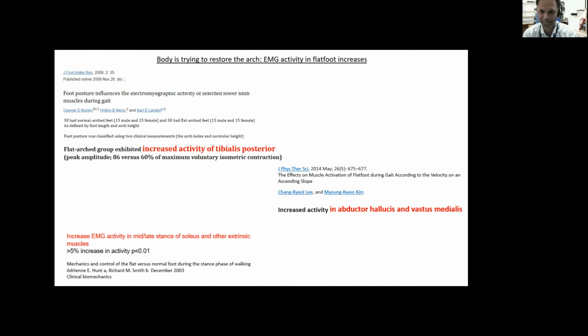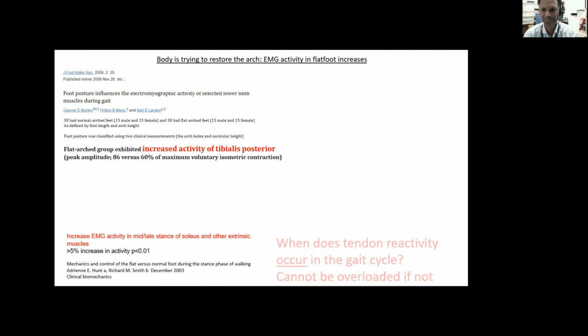And it's not just tib post. Adrian was able to show that there was increased activity in soleus, and in order to compensate for first ray stability, the abductor hallucis and flexor hallucis are also increasing in their activity. So a lot of muscles are trying to compensate for this functional loss.